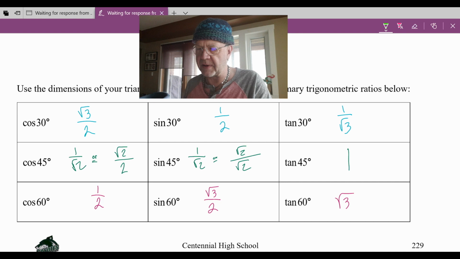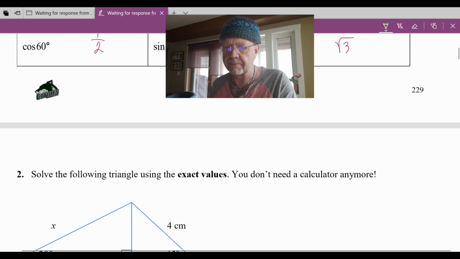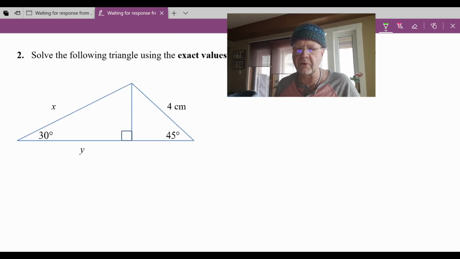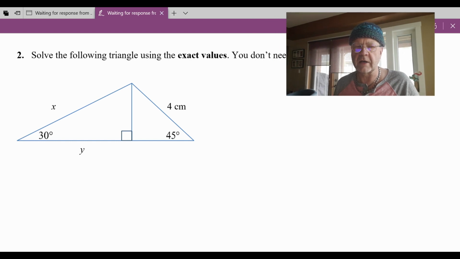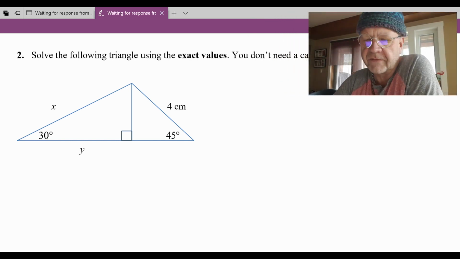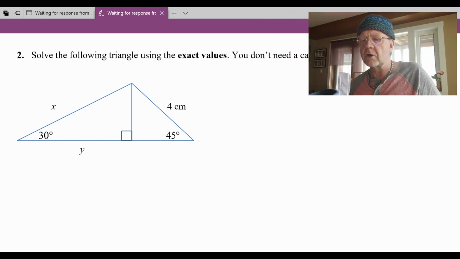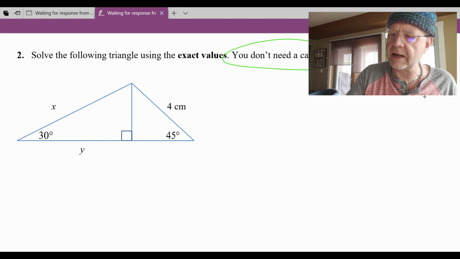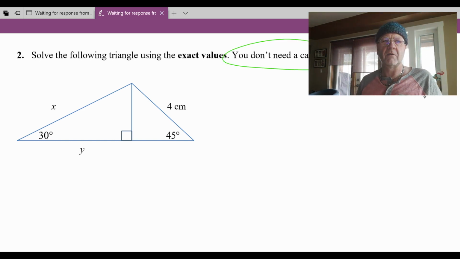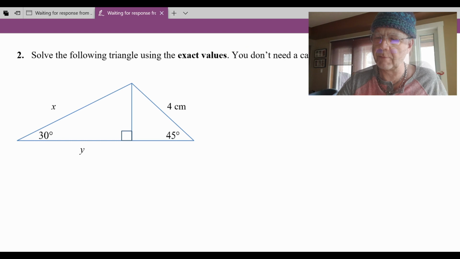So down we go to page 330. Here's a prime example that allows us to use some of our newfound knowledge. Solve the following triangle using exact values. You don't need a calculator anymore. Yay! We've graduated into the big time.